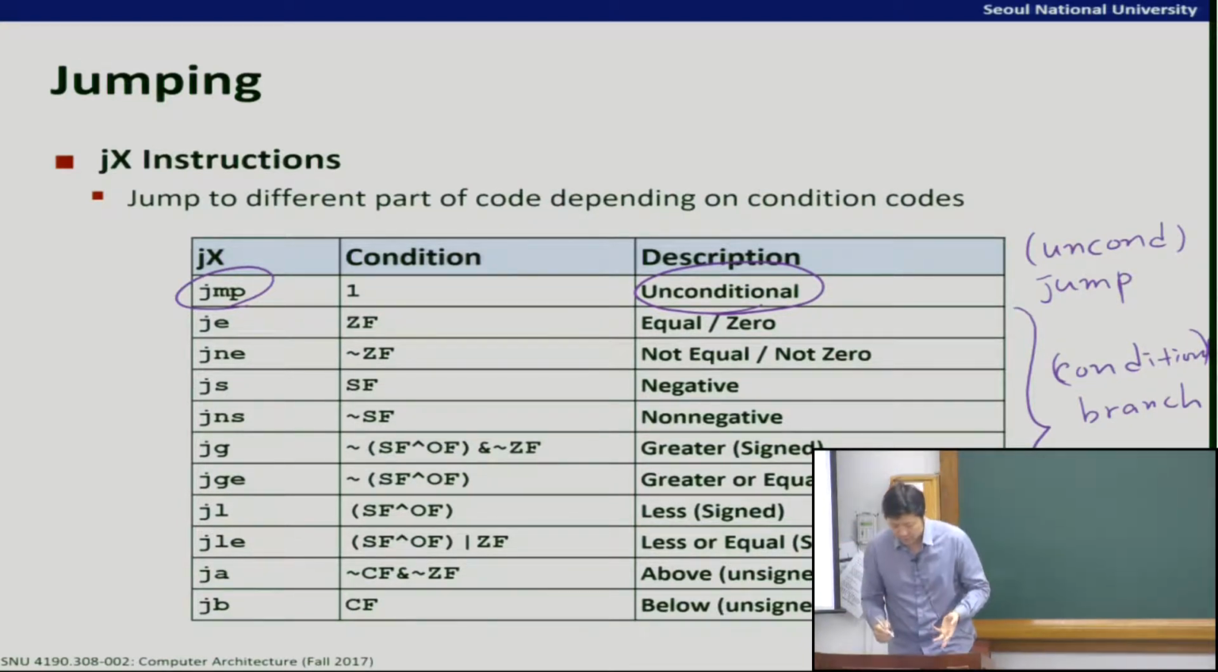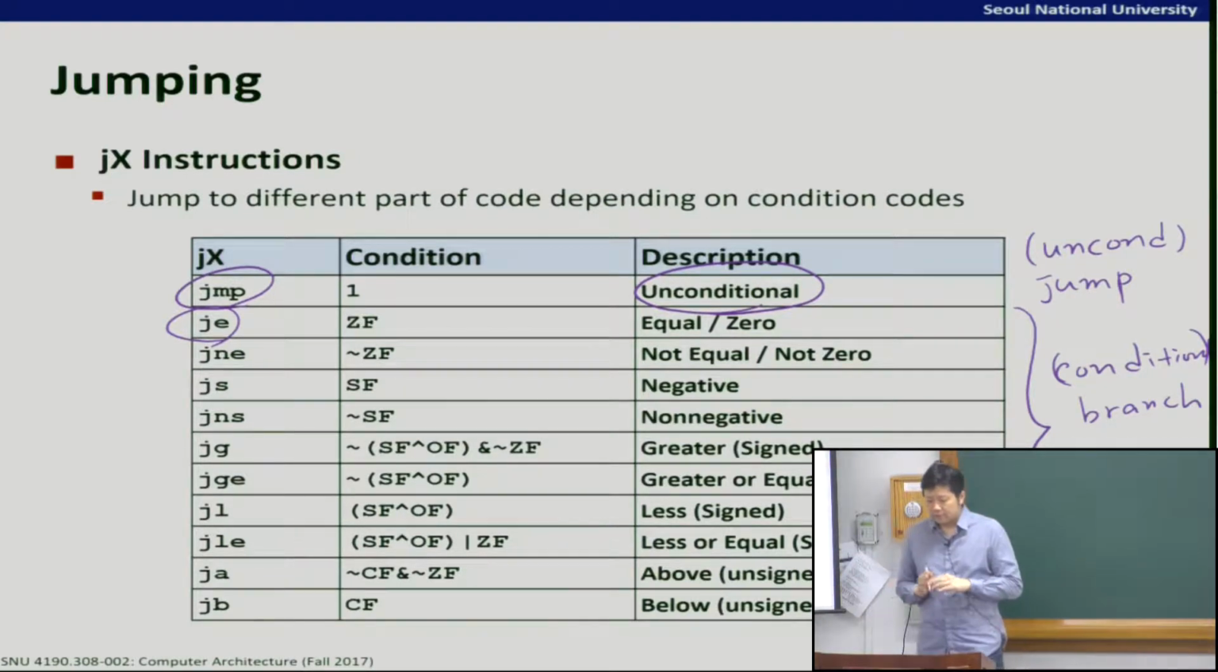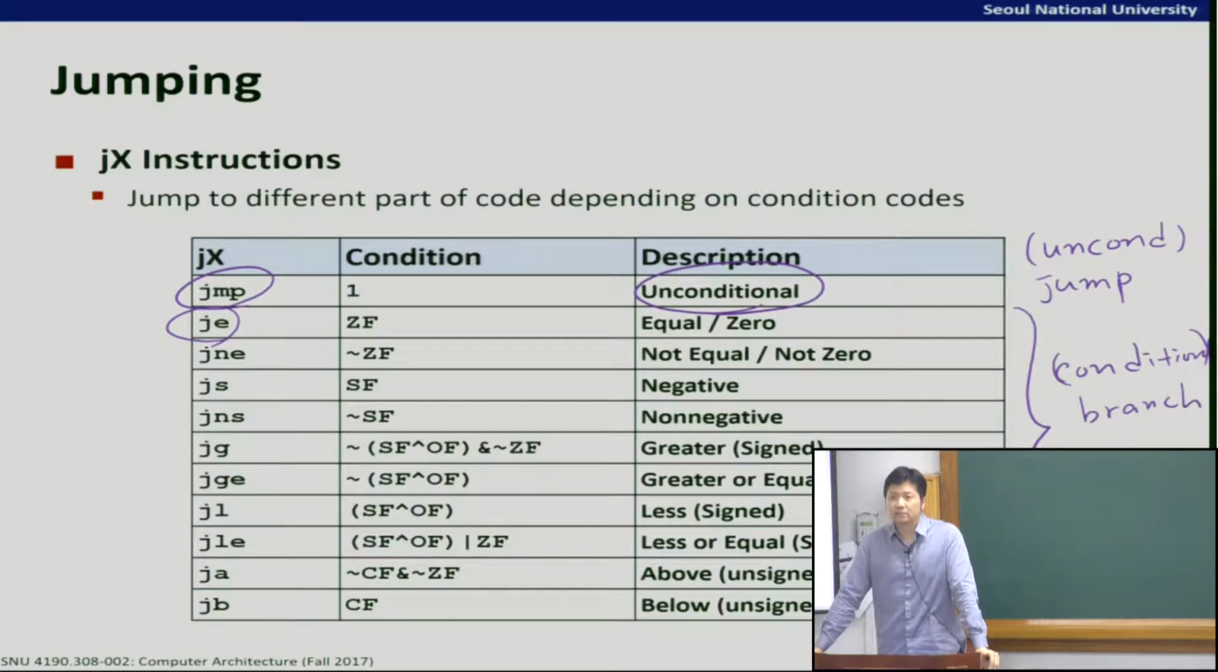For example, JE means you jump to the target if the zero flag is set. So it's equivalent to jump equal. If the zero flag is set, then you jump to the target. Otherwise, you simply go to the next instruction. That's the reason it's called a branch, because your program control may diverge depending on the condition. JNE is jump not equal. In this case, if your condition is non-zero, like the zero flag is not set, then you jump to the target address. Otherwise, you go to the next instruction, and so on, right?